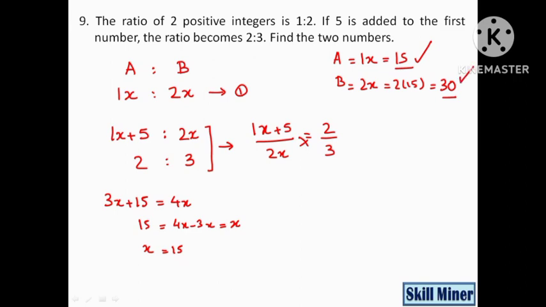Okay, guys, once again listen. The ratio of two positive integers is 1 is to 2. Let the two positive integers be A and B, the ratio is 1 and 2. I am writing it as 1x is to 2x. If we add 5 to the first number, the ratio becomes 2 is to 3. From this we can form the equation and solve it so that we will get the x value. If we know the x value, we can find the value of the two numbers.